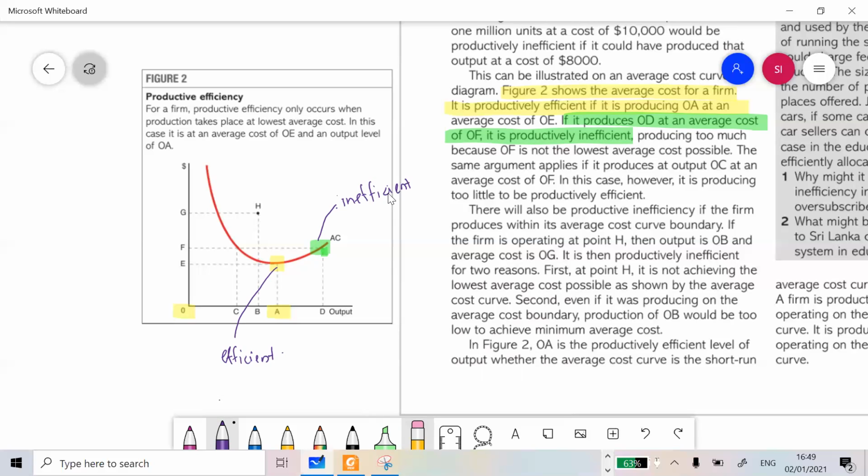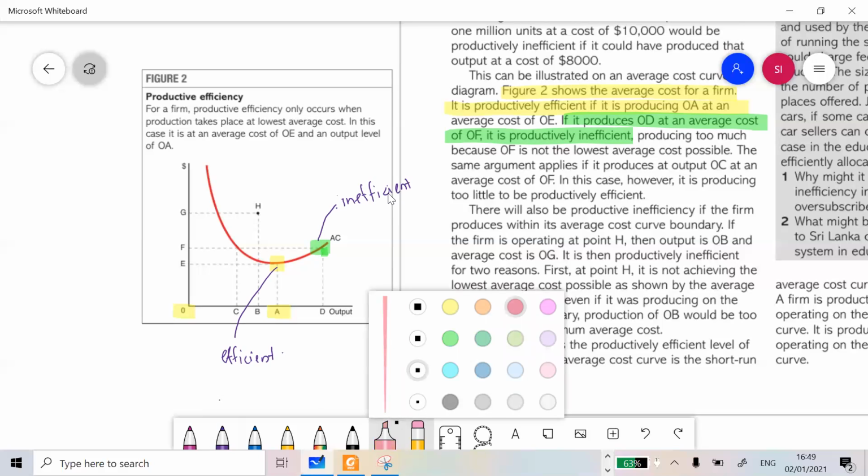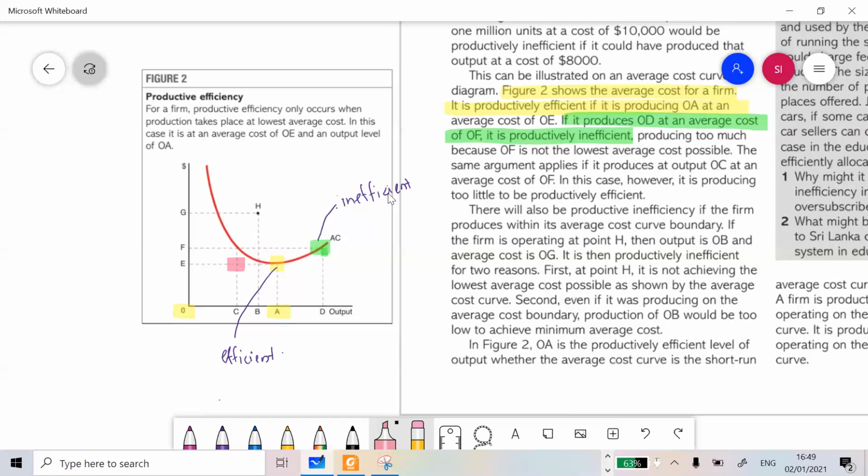The same argument applies if it produces at output 0C. If it's going to produce at this particular level 0C, over here, the same argument holds, with an average cost of 0F.